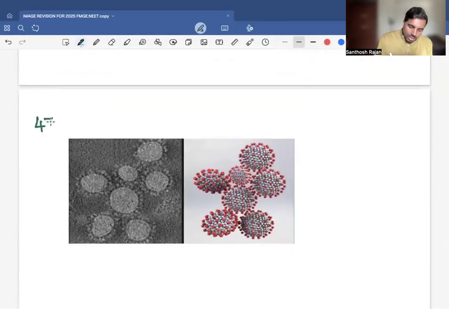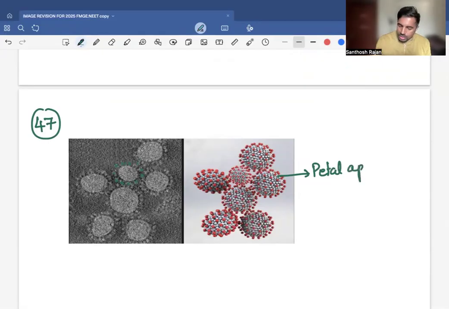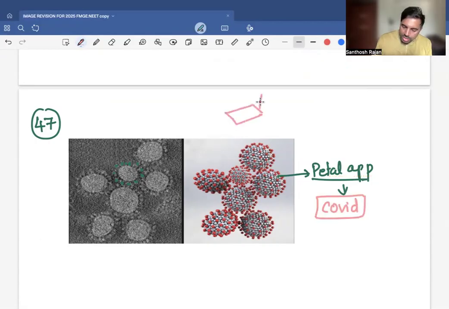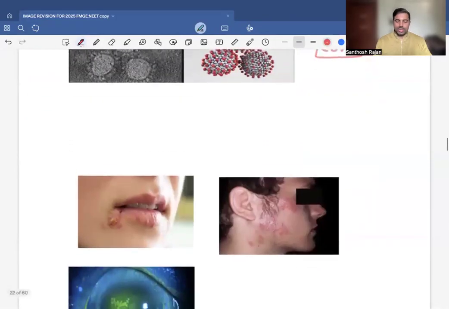This is very typical of your coronavirus because of the petal appearance. Outside the capsid, you can see all these petals. This petal-like appearance is for COVID. Even if you forget, when COVID happened, a lot of patients died, right? So what we did, we were putting flowers, no? We were putting a lot of flower petals. So petal-shaped peplomers, whatever you can say, are for COVID. Okay, that's it. Now, next virus.